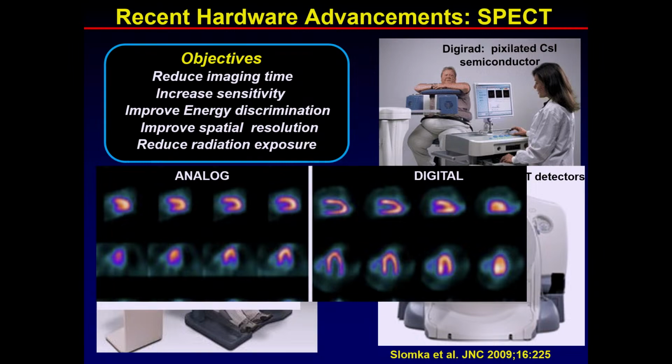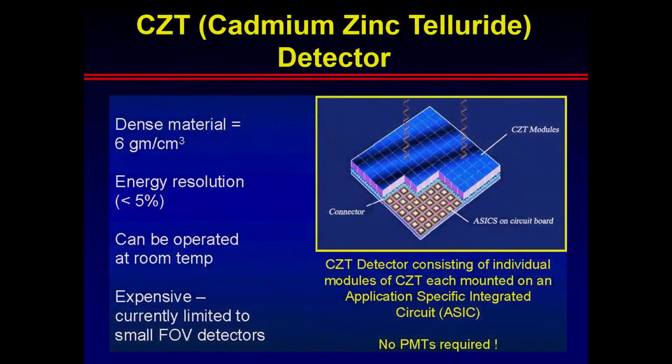And there are some nice papers showing pretty good results using CZT technology to do myocardial blood flow measurements. So CZT has a fairly good density. It's got a very, very good energy resolution of less than 5%.